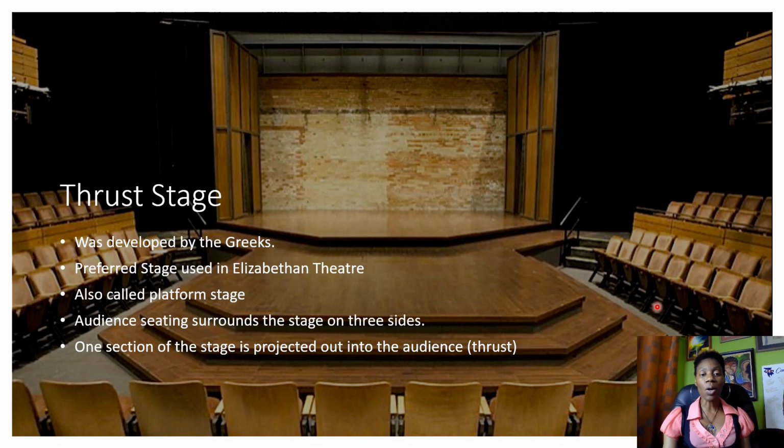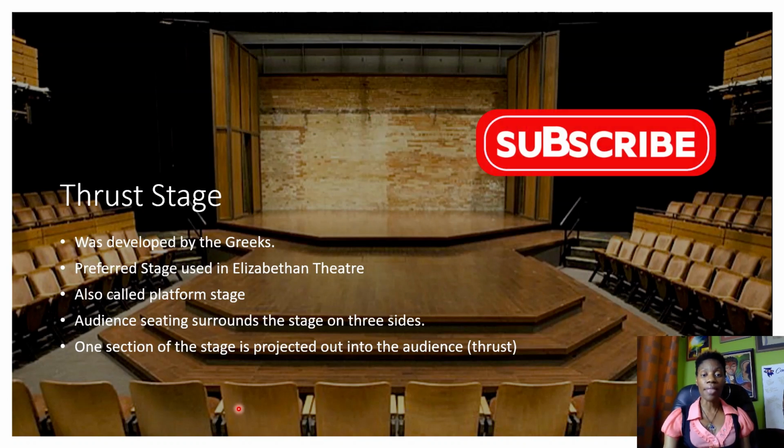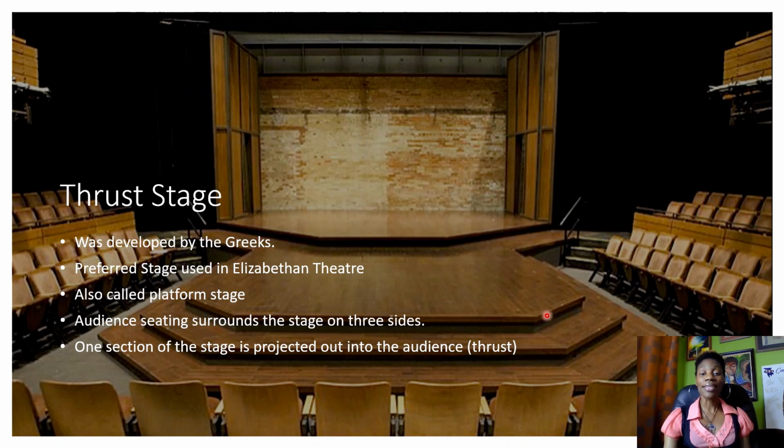And this is also called a platform stage. It's also called a platform stage because of how it is jutted out or projected out into the audience. And that is why it's called a thrust stage, because of this one section that is projected out into the audience. If you again look at the image, you'll realize that this is the back area, and this is the part that is thrust out into the audience. Hence the concept of a thrust stage.